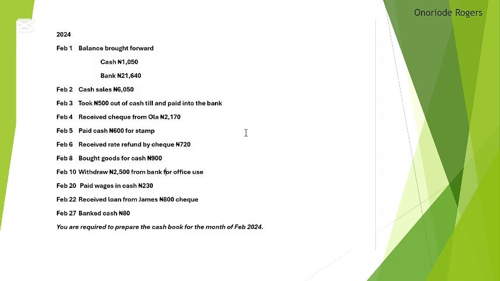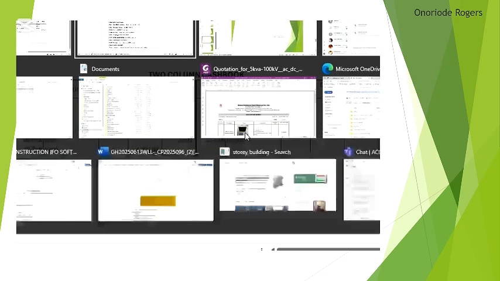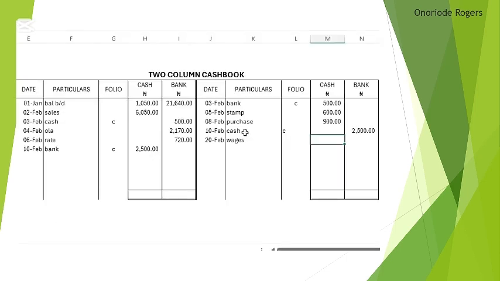The next one here says paid wages cash. Money went out in cash. So it's going out on the 20th of 2. Wages. How much was it? Wages was 2,230. So I'm done with that one.